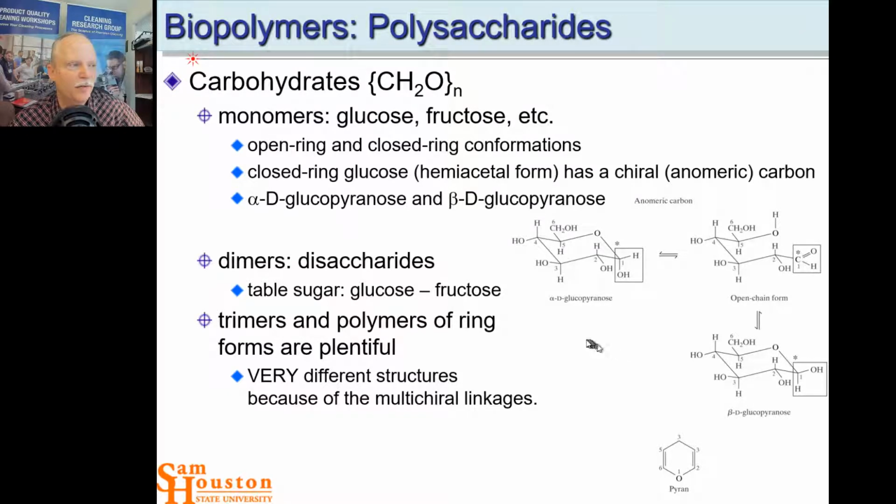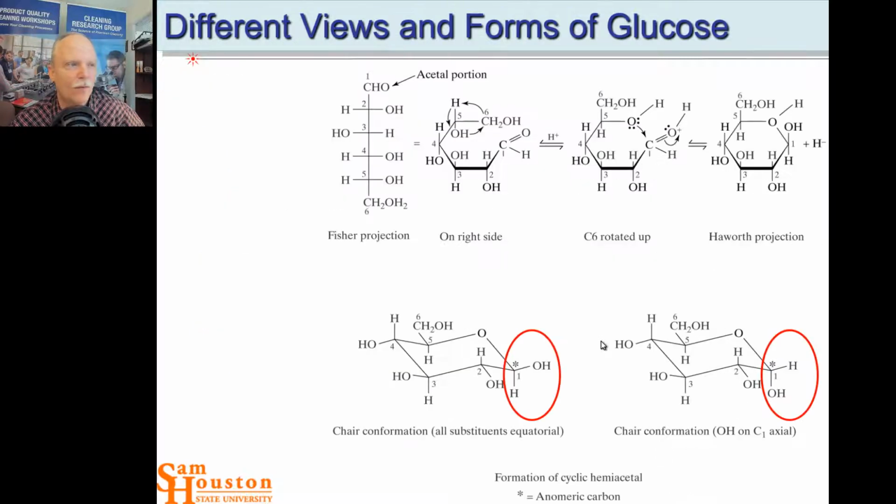I mean, you have everything from table sugar to pine trees, and it has pretty much the same structure in terms of the base chemicals. It's a carbon and a water. And so there's different views and forms of these sugars. So here's a glucose unit. We can have the Fischer projection. And notice how you have the different OHs on the right or the left. You can make ring structures. You can have that C6 rotated on the right side or rotated up. If it's rotated up, you have this Haworth projection. And then you can have the OH be in the up position or in the down position.